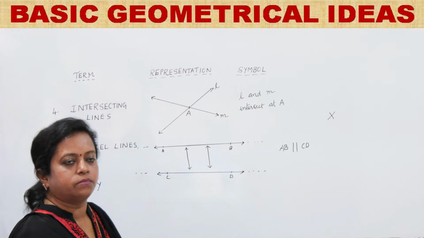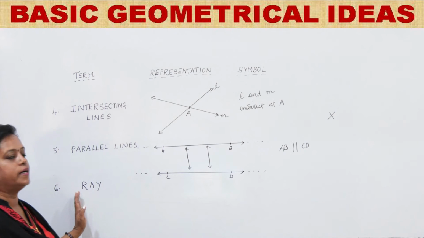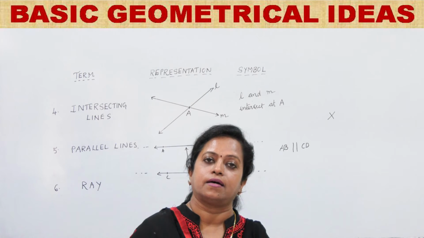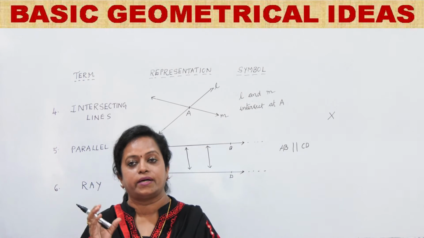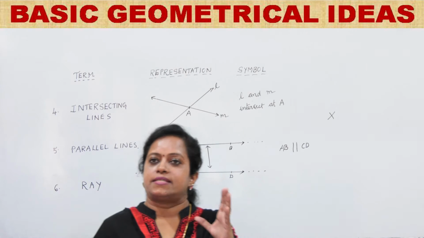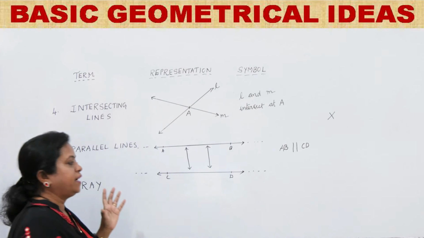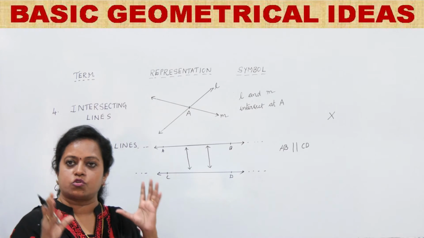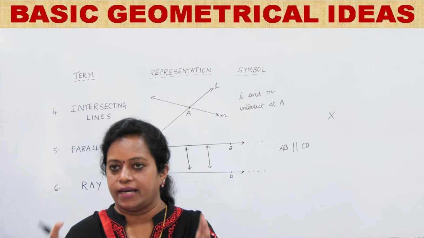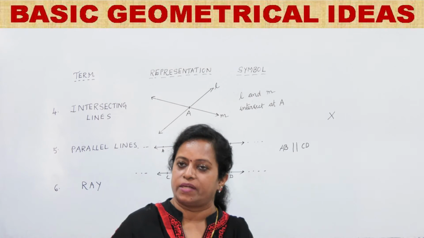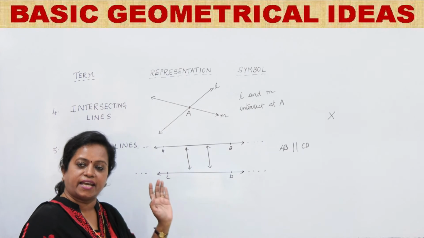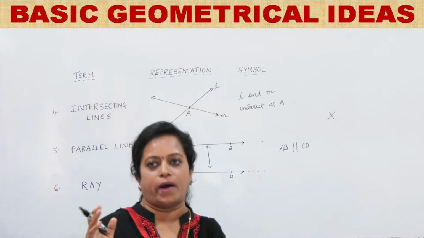Now another term that you have to be clear about is ray. What do you understand by ray? What comes to your mind when I talk about the word ray? It must be the sun's rays. The same concept is used here. Like we receive light from the sun, the sun can be considered a fixed point, and from the sun we receive light. So a ray in geometry has the same concept. It has one fixed point and it extends indefinitely in one direction.